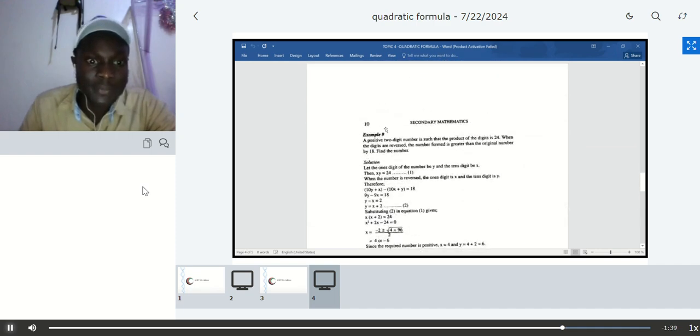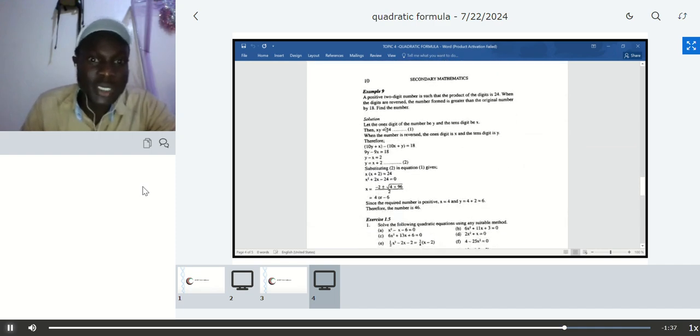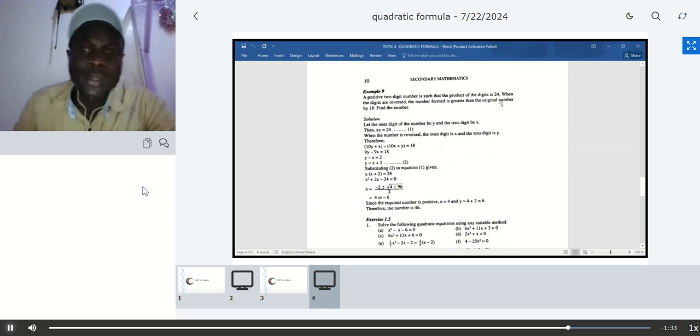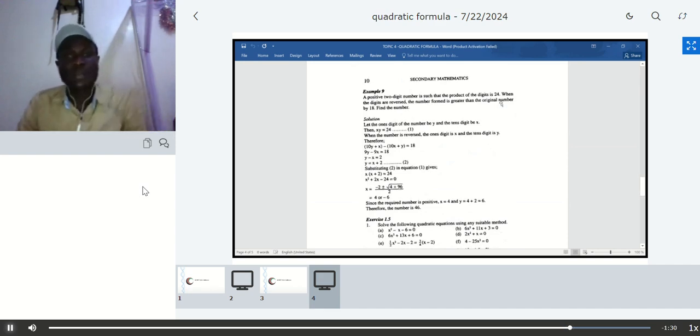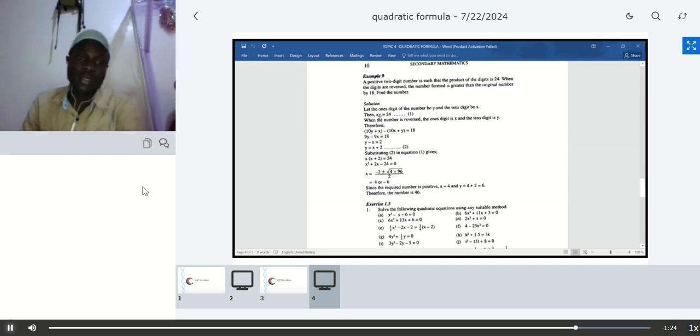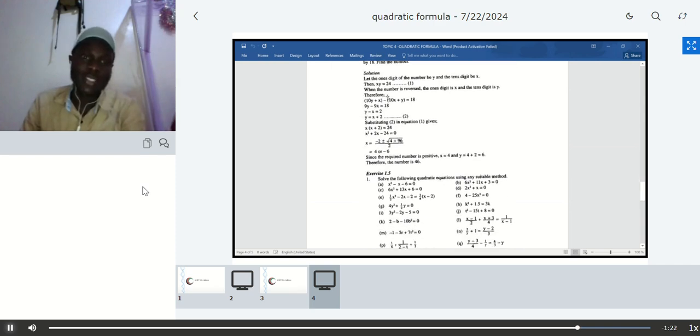Example number 9. A positive 2-digit number is such that the product of the digits is 24. When the digits are reversed, the number formed is greater than the original number by 18. We have been told to find the number. Our solution, we let the ones digit of the number be y and the tens digit be x. Then xy will be equal to 24. That will form our number 1 equation.